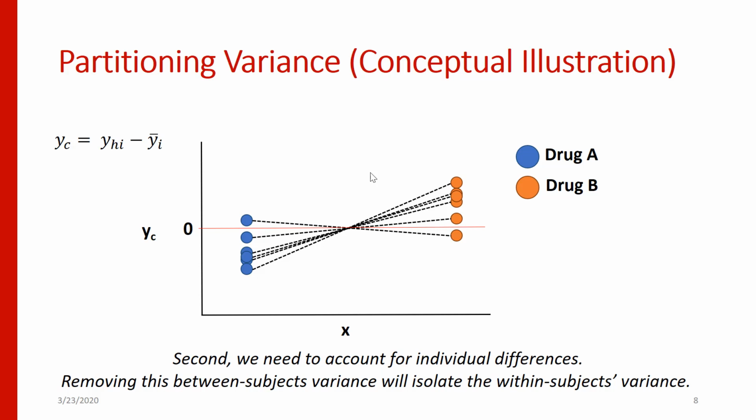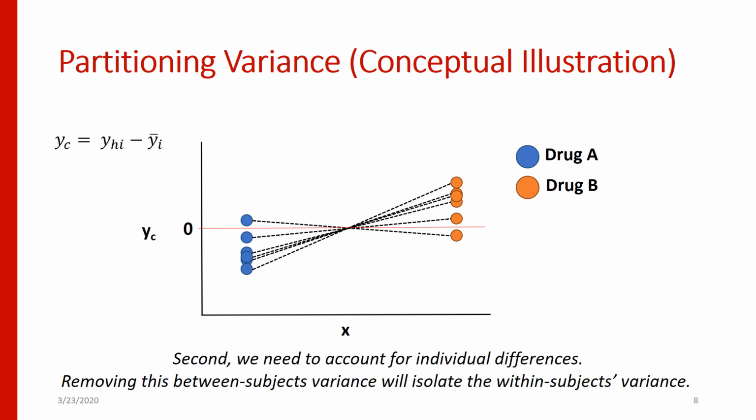By removing those individual differences, we can remove the between-subjects variance. Rather than having just y, let's think about this as yc, for centered, where I take the score for each person under each drug type and subtract off the average score for each person. Now, on average across levels of x, the average level of y is 0. That means we took the mean away from each data point for each person.